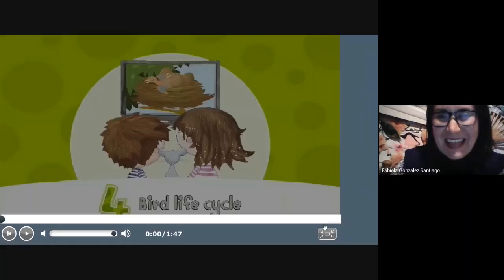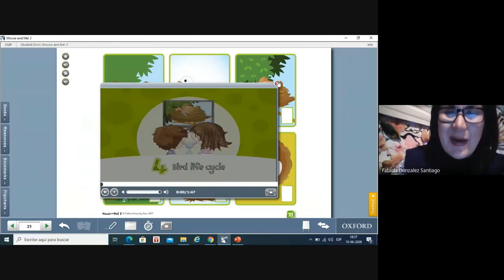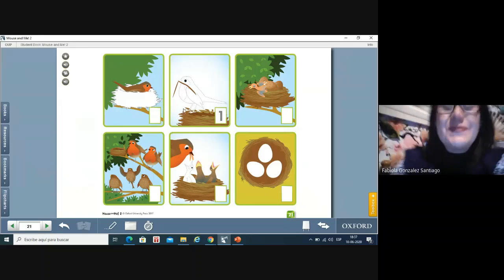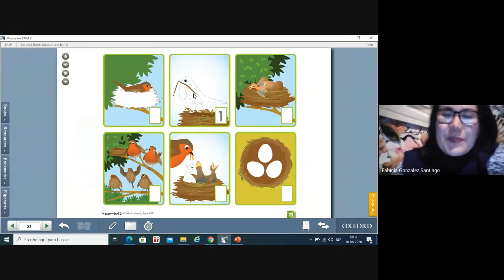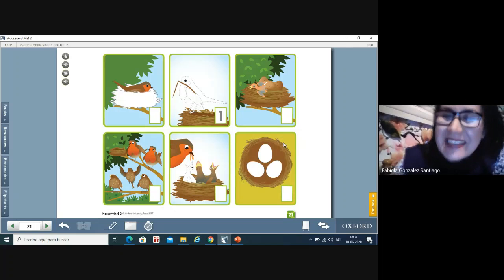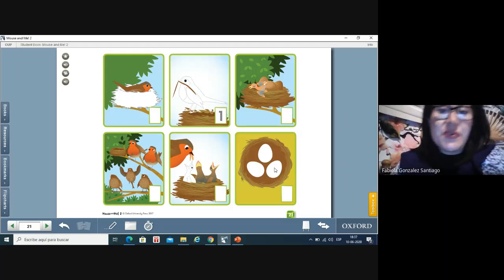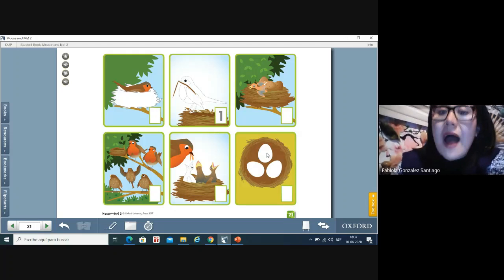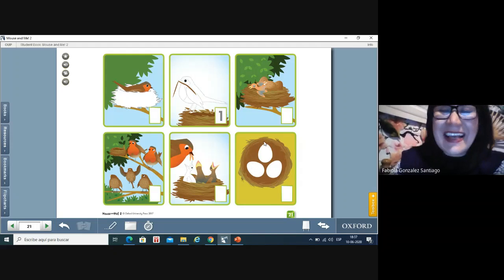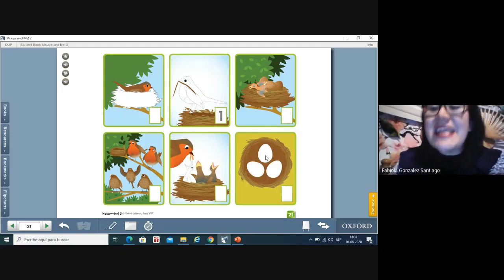All right. There we saw the bird life cycle. Okay, now let's review a little bit more. How many eggs are there? One, two, three. Okay, let's count together again. One, two, three eggs. Yes, there are three eggs in the nest.